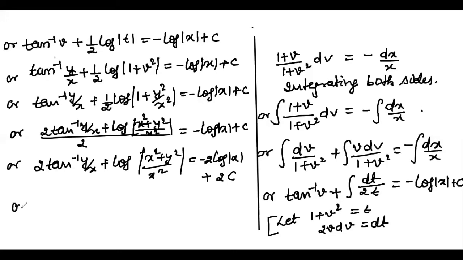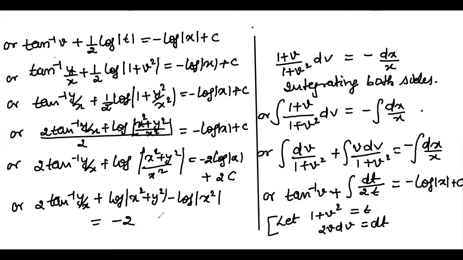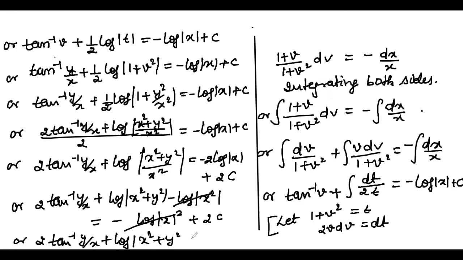Now we can write, from log of m by n, that is log of m minus log of n. So 2 tan inverse y by x plus log of mod x square plus y square minus log mod of x square equals to minus 2 log mod x. So minus 2 log mod x, we can write it as minus log mod x whole square. So according to that, I'm writing plus 2c. So here these two are equal, so we can reduce these two. So finally we are getting here 2 tan inverse y by x plus log of mod x square plus y square equals to 2c.